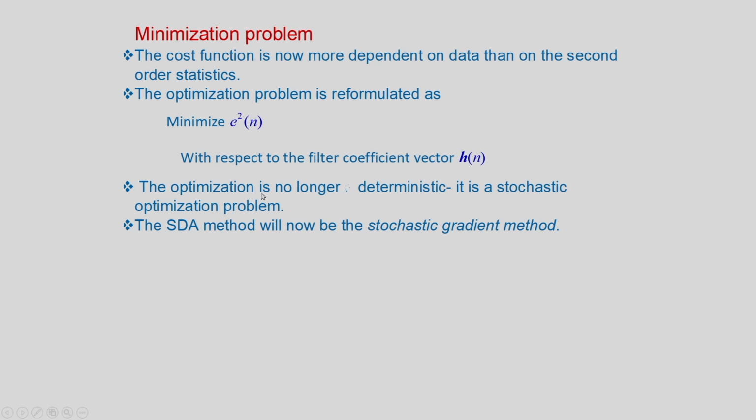The optimization is no longer deterministic. It is a stochastic optimization problem. Why? Because e²[n] is dependent on the data, which are random. This SDA method will now be called the stochastic gradient method. The steepest descent algorithm will be used here, but it will be called the stochastic gradient. It is the gradient of a random quantity.